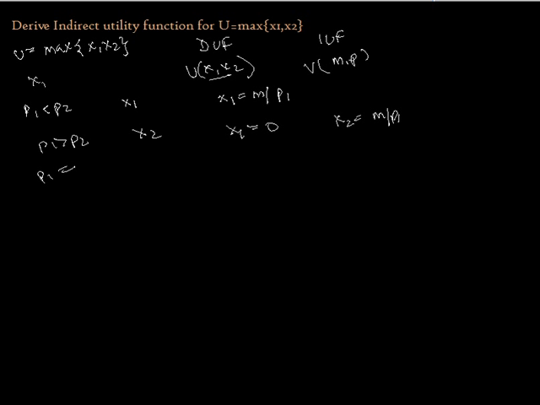If p1 is equal to p2, then both of them are equally cheap, and you are indifferent. So x1 would be equal to either 0, you don't buy anything, or m by p1. This is unlike the case of perfect substitutes, in which you can buy a combination of the two commodities. Here you can buy either x1 or x2.